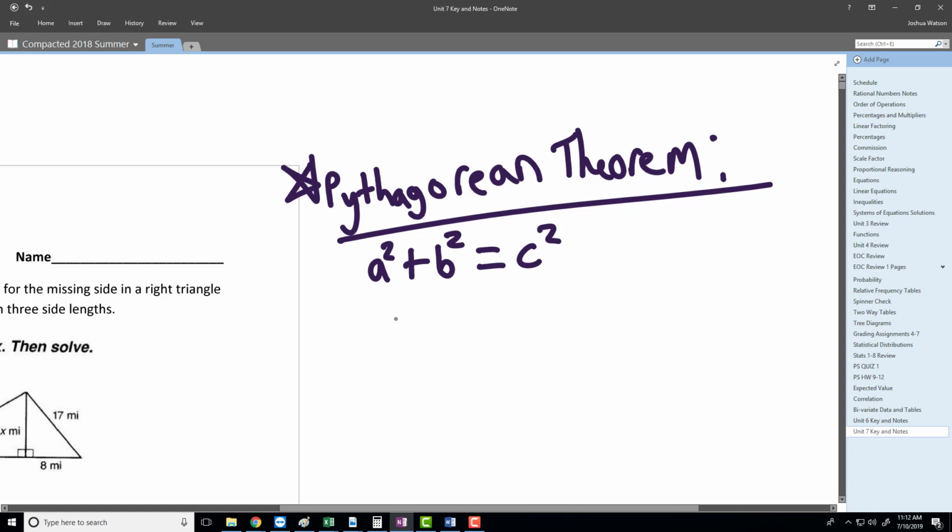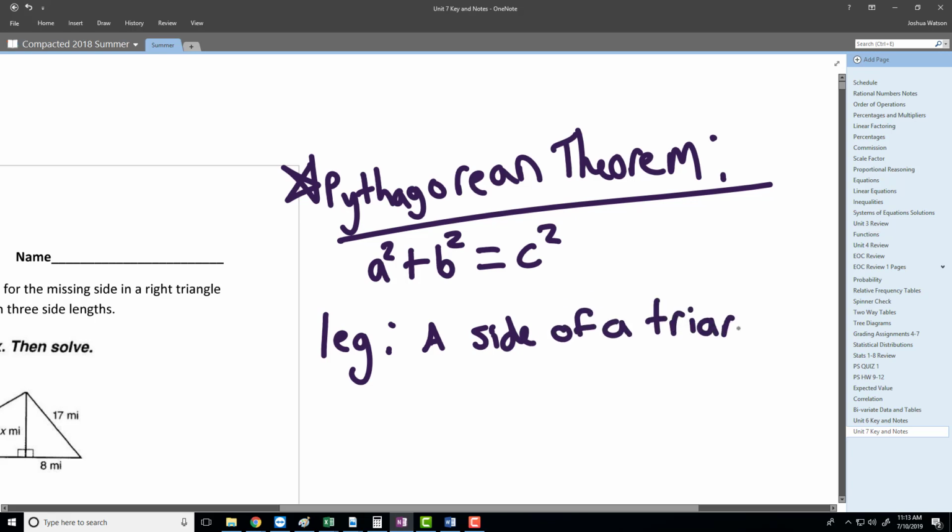The words leg and hypotenuse, let's define those as well. Leg: a side of a triangle. If it's a right triangle, not the hypotenuse.